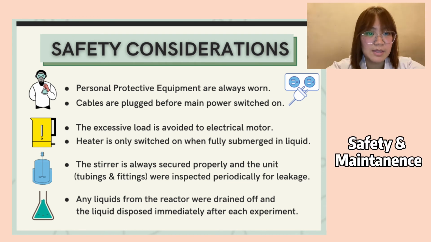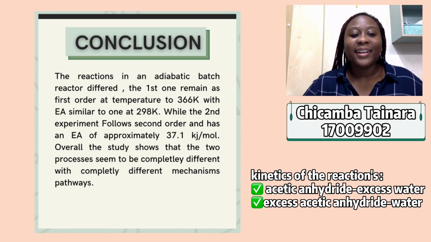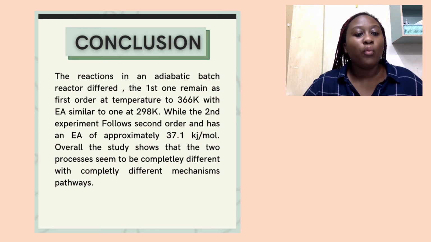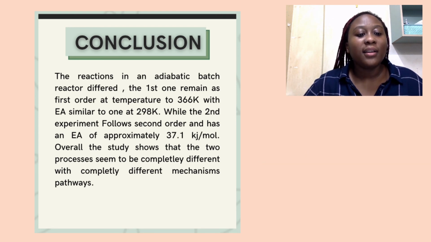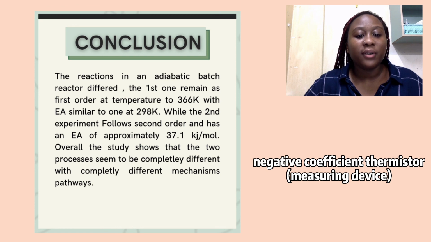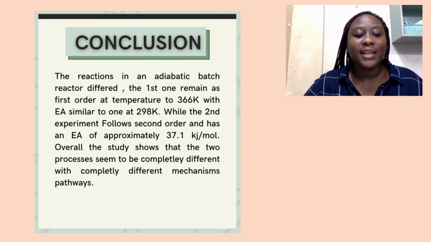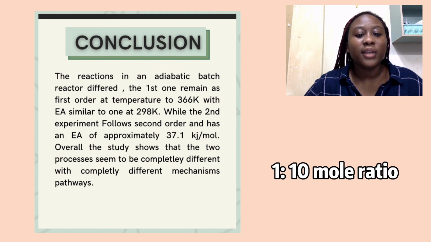Next, for safety and maintenance, any liquid from the reactor was drained off and disposed of immediately after each experiment. The kinetics of the reactions, acetic anhydride excess water and excess acetic anhydride water, was modeled as a function of temperature in an adiabatic batch reactor, using a negative temperature coefficient thermistor as a measuring device. From the results, we can observe the acetic anhydride excess water process at a 1 to 10 mole ratio.